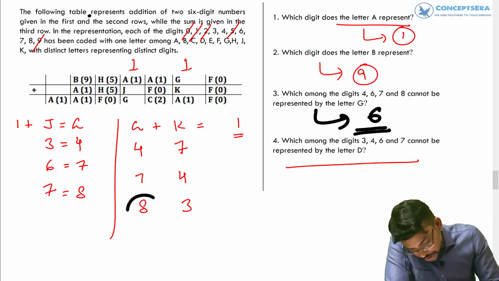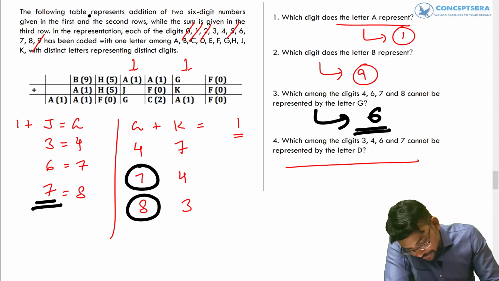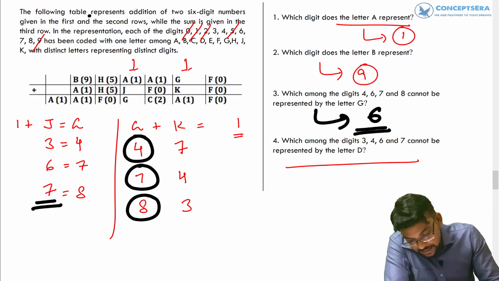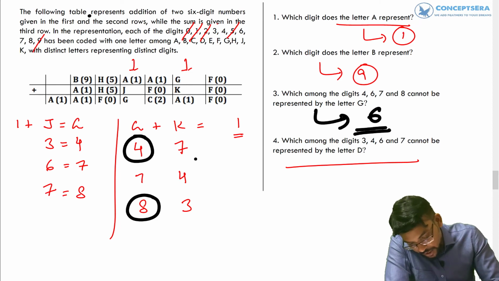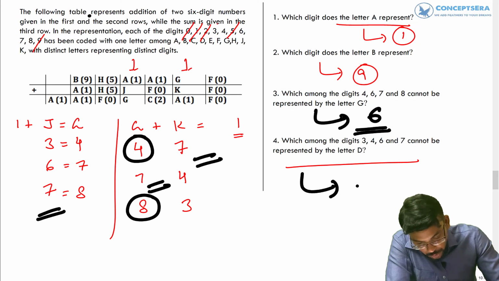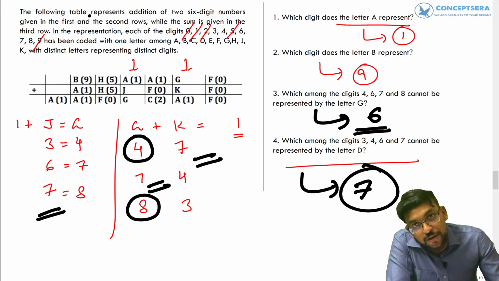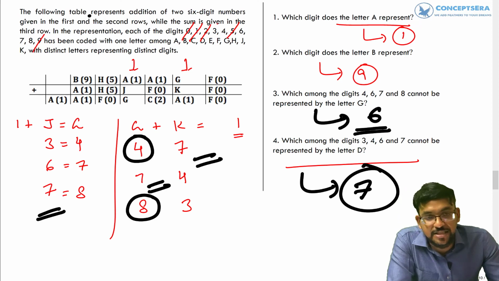Now if we use G is equal to 8, it means J is equal to 7. If we use G is equal to 7, then definitely 7 is here. And if we use G is equal to 4, then K is equal to 7. So 7 is represented by K or G or J. So 7 cannot be represented by any other letter. So the right answer for this question has to be 7 here. D cannot represent 7.